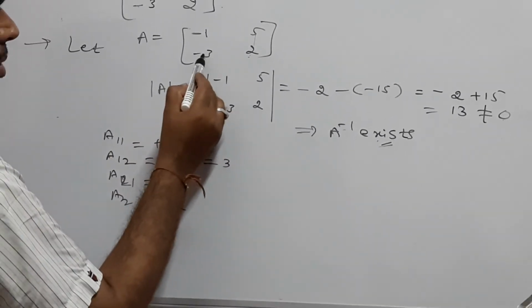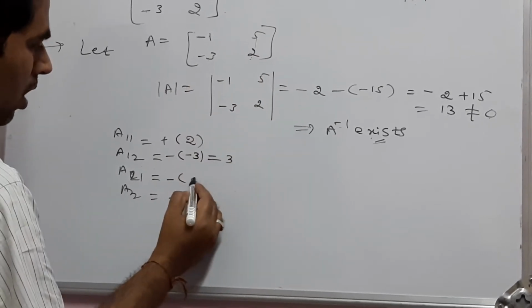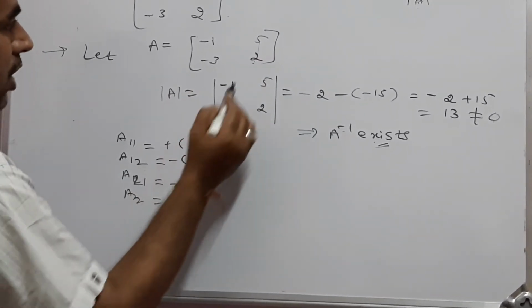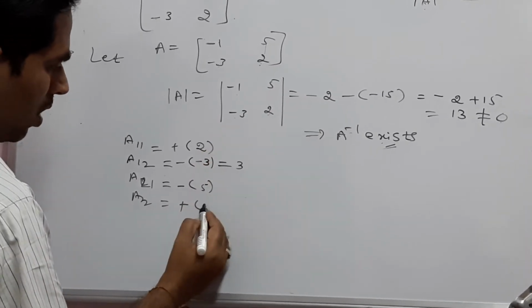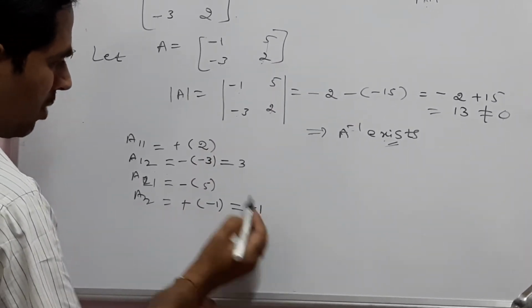Then I move to this element. You leave this row and this column, that is 5 only, so that is minus 5. Then A22: you leave this row and this column, that is minus 1. Plus of minus 1 means minus 1.